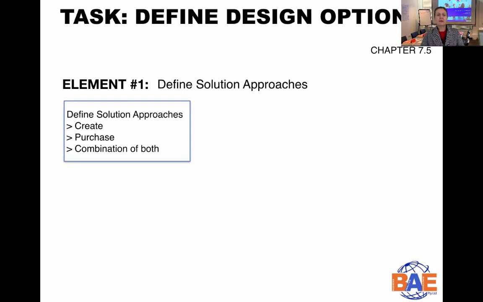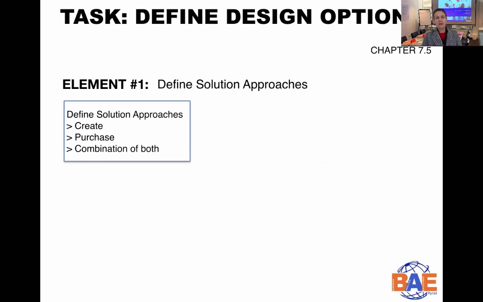Basically, ultimately, there are 3 different types of solution approaches. One being create, that is when we decide we will just create the solution internally or from scratch. We could get someone to help us build it, but we are basically starting from scratch, creating it the way we want it. Purchasing is when we go to the market and say, this is what we're looking for, let's purchase a solution that's already been built.